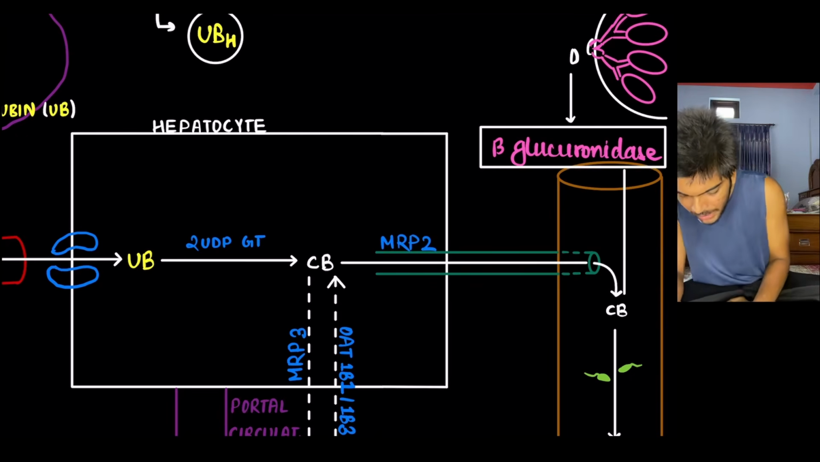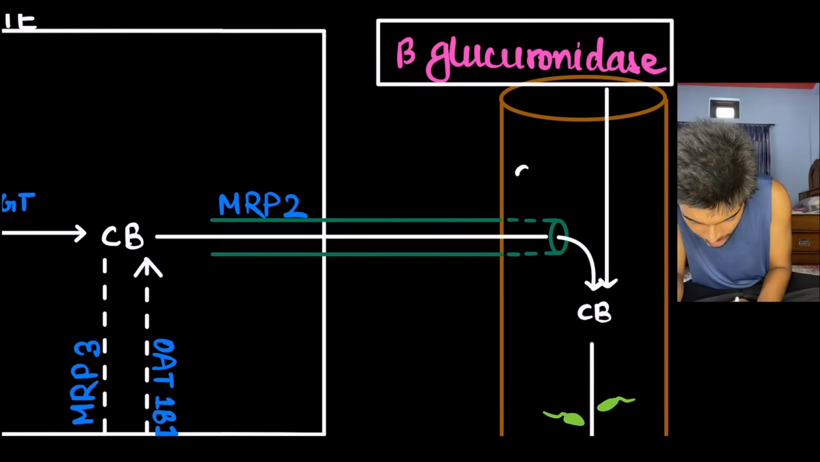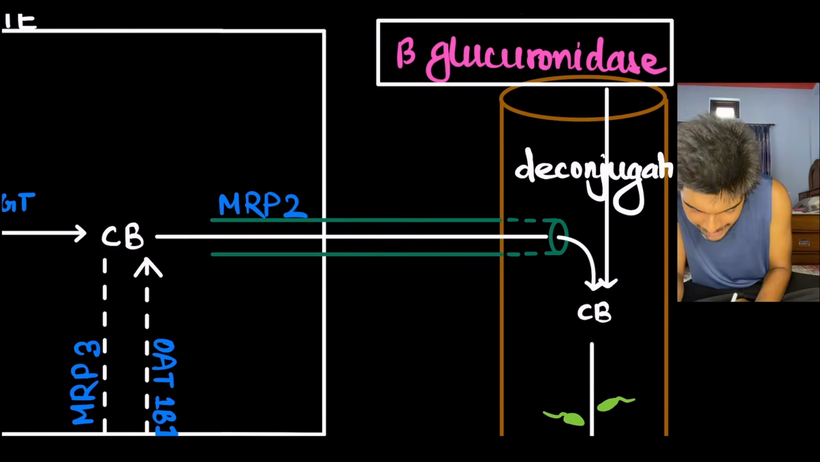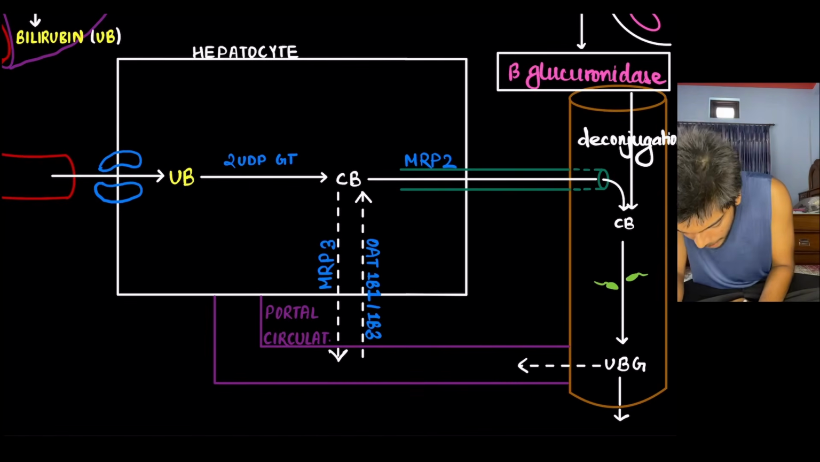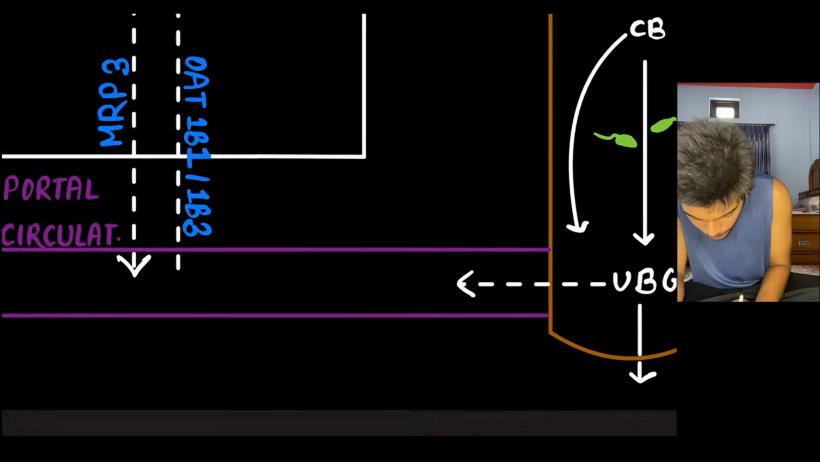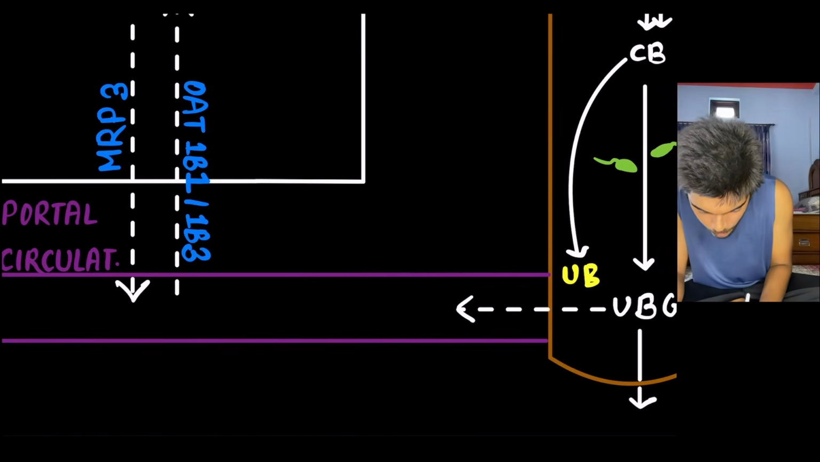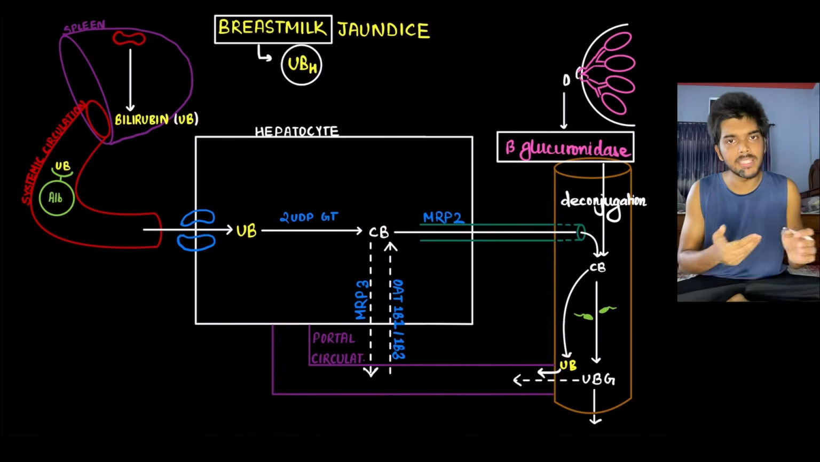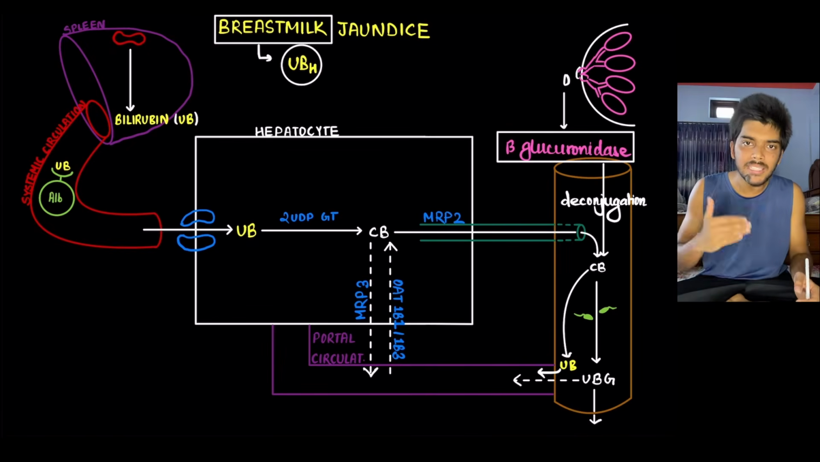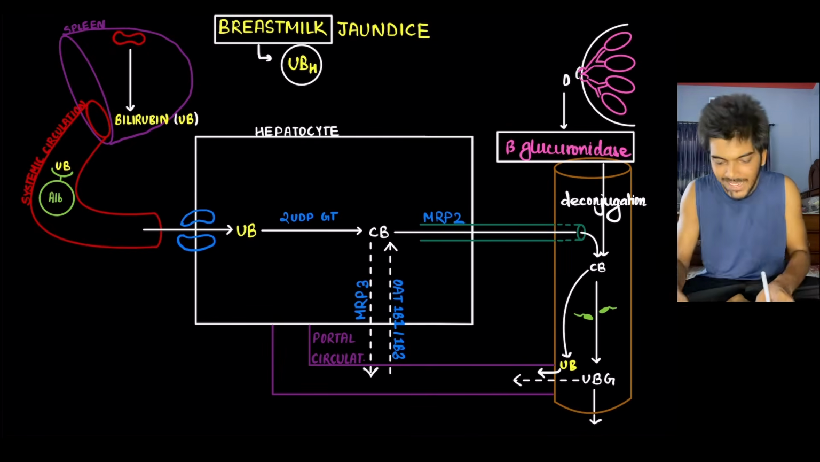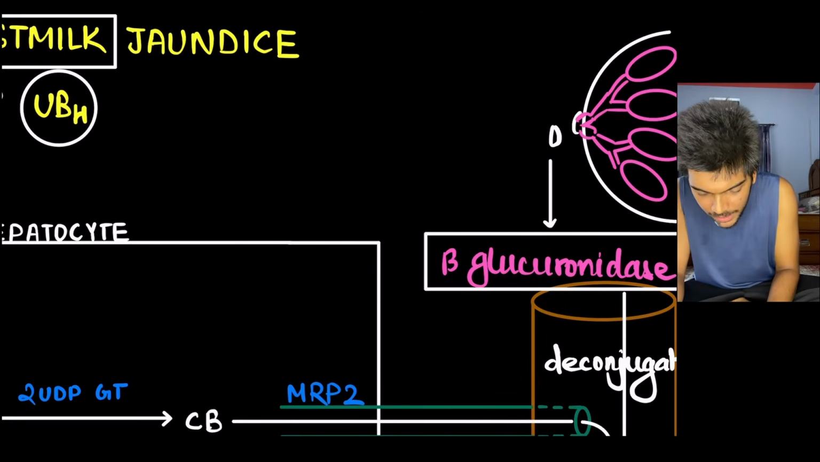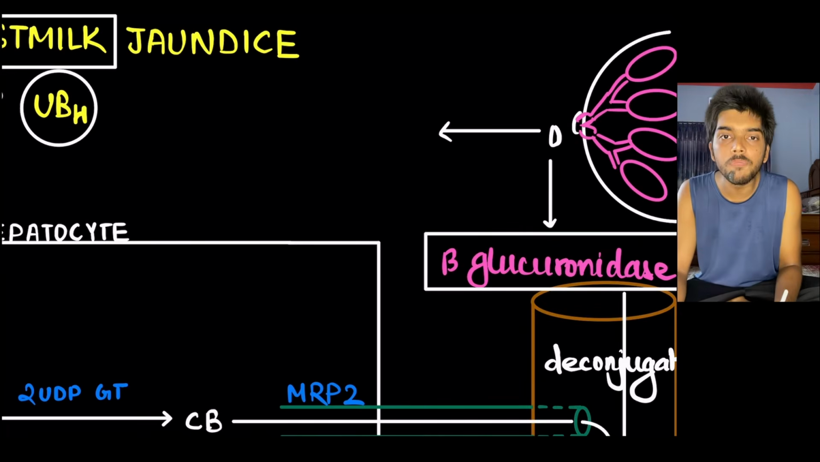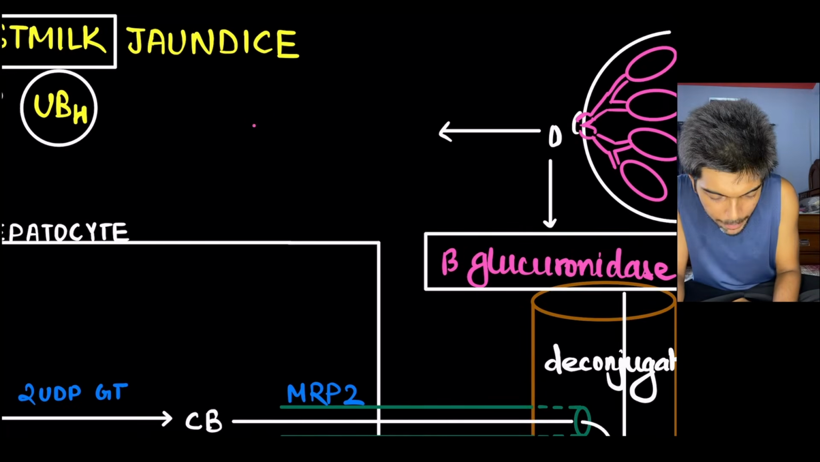This beta glucuronidase brings about deconjugation. It breaks down conjugated bilirubin to unconjugated bilirubin, and this unconjugated bilirubin gets absorbed into portal circulation. From portal circulation, it will reach the systemic circulation, resulting in an increase in the level of unconjugated bilirubin. The second chemical present is the metabolite of progesterone, or pregnanediol.